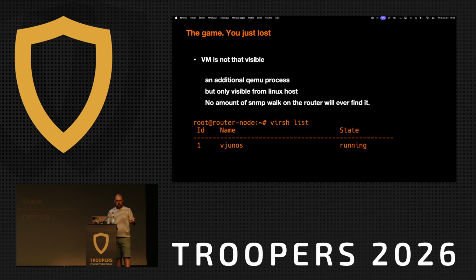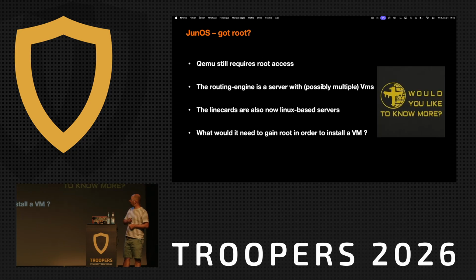The VM, once on the router, is not that visible. There is an additional QEMU process, sure, okay. It's only visible from the Linux host, so no amount of SNMP polling or CLI from the Junos OS side will be able to see it. And even if you are on the node on the router and you do virsh list, if you have launched the VM just with QEMU, you wouldn't be able to see it. But okay, QEMU still requires root access.